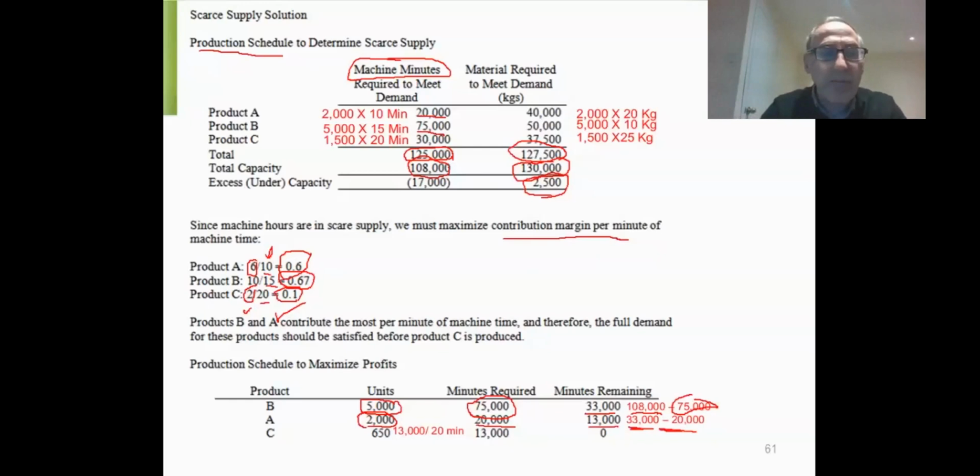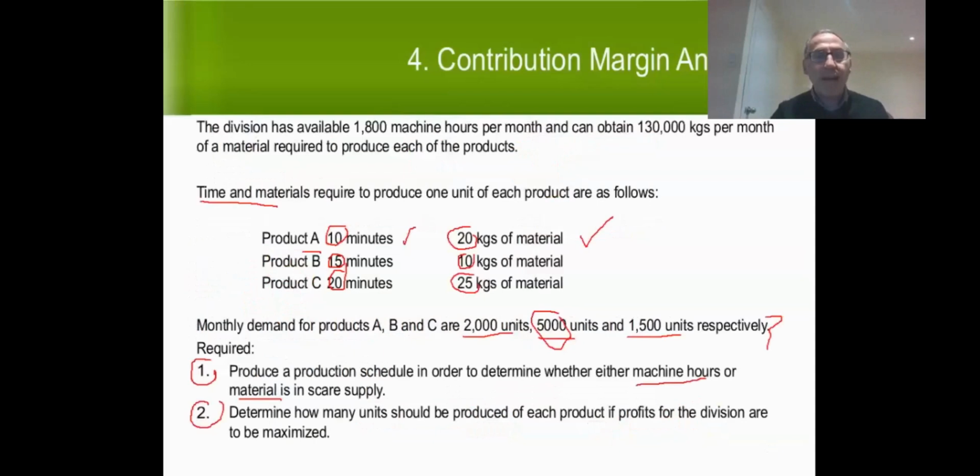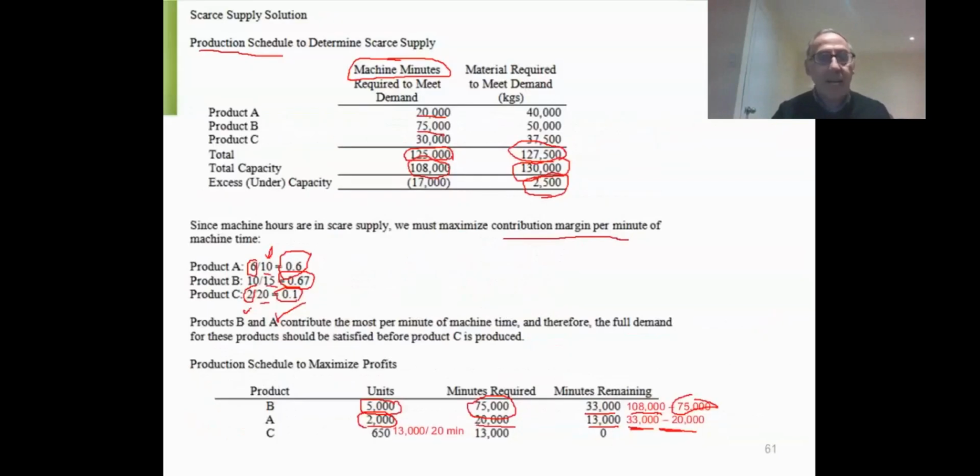13,000 minutes is not sufficient to fully meet demand for product C. If you go back to the previous slide, and take the full demand for product C of 1,500 units and multiply by 20 minutes, you're going to get more than 13,000 minutes. The bottom line is we don't have enough capacity to fully meet the demand for product C. So we try to produce as many units of product C as we can using our leftover minutes.